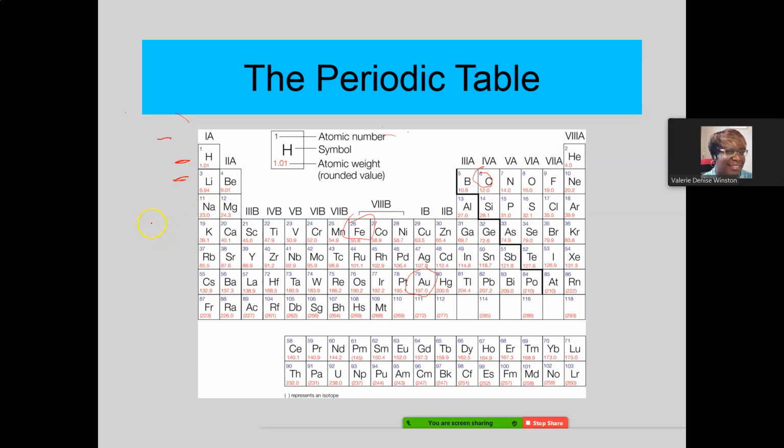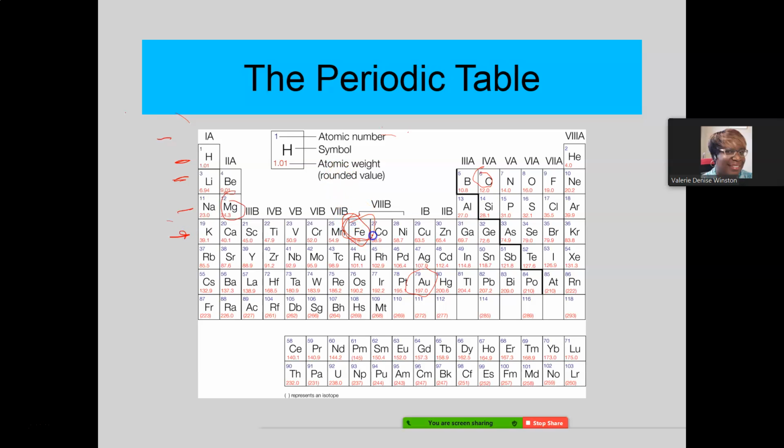Where does magnesium live? 3. Row 3. There it is, right there. So it's in row 3. Its n would be 3. Okay, n here is 2, n here is 3. What's the next one? Iron. That would be 4.